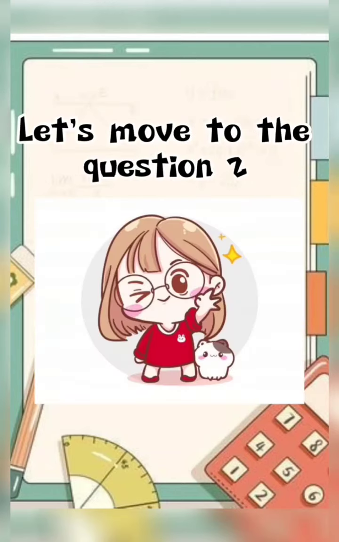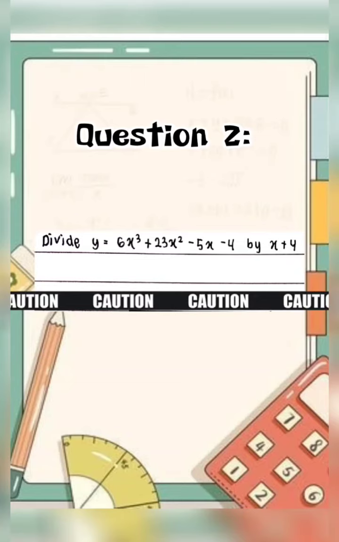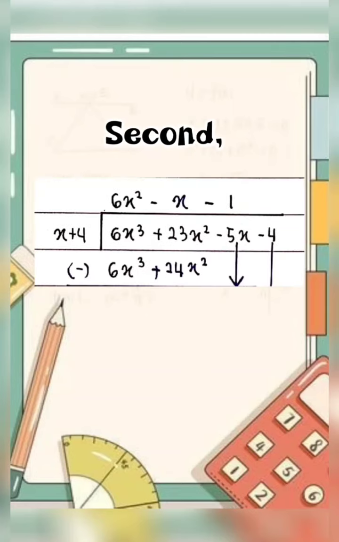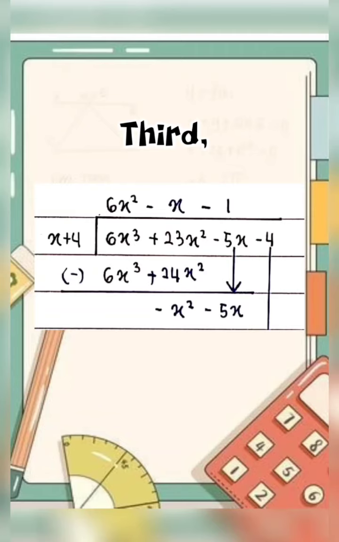So we move on to question 2. The question given is divide y equals 6x cubed plus 23x squared minus 5x minus 4 by x plus 4. Like the first question we solved earlier, we need to divide 6x cubed by x and we will get 6x squared. After the dividing step, don't forget to multiply 6x squared with positive 4 and we will get 24x squared. After that, we subtract. From 23x squared, we subtract 24x squared and we get negative x squared.